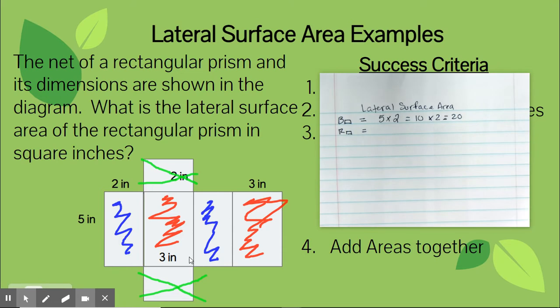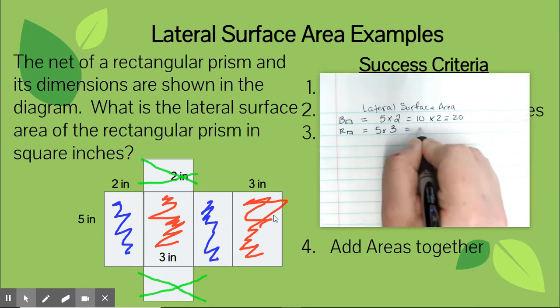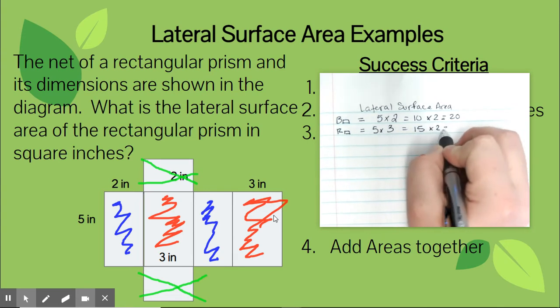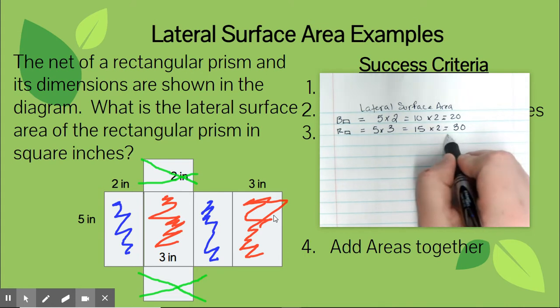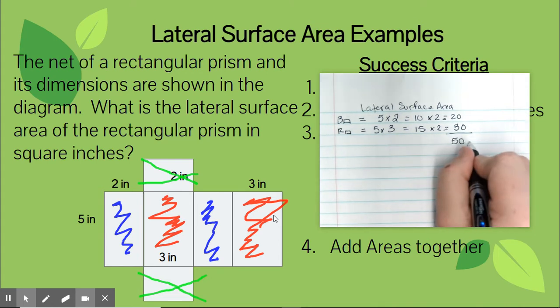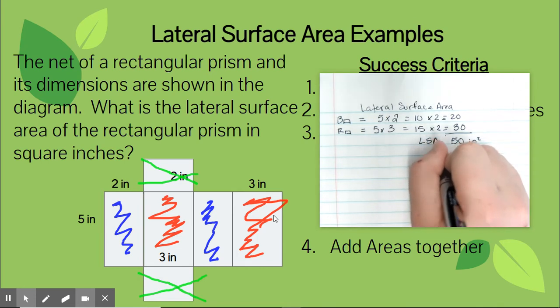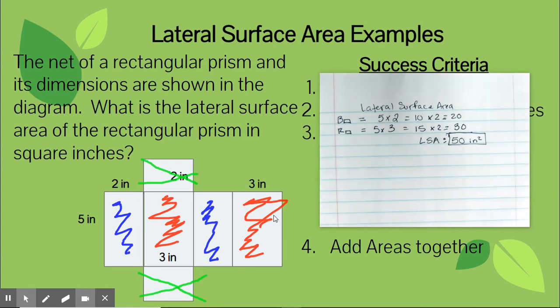Okay, and then I'm going to find the red rectangle. The red rectangle is 3x5, because if this is 5, then each one of these sides is 5. So we're going to do 5 times 3, and 5 times 3 is 15. And since there's 2 red ones, I'm going to multiply that by 2. So that would give me 30. Then I add those two together. 20 plus 30 is 50. So the lateral surface area, or LSA, is 50 inches squared. And that's all we had to do.